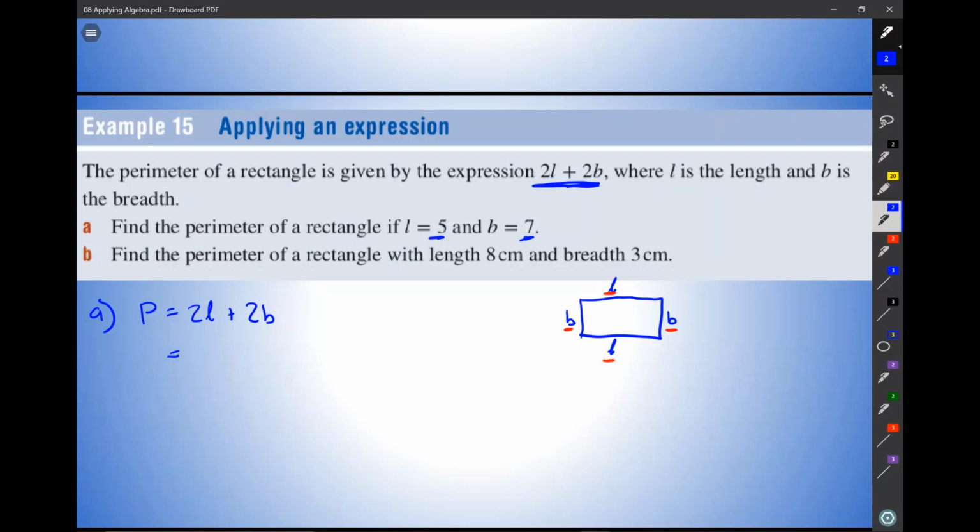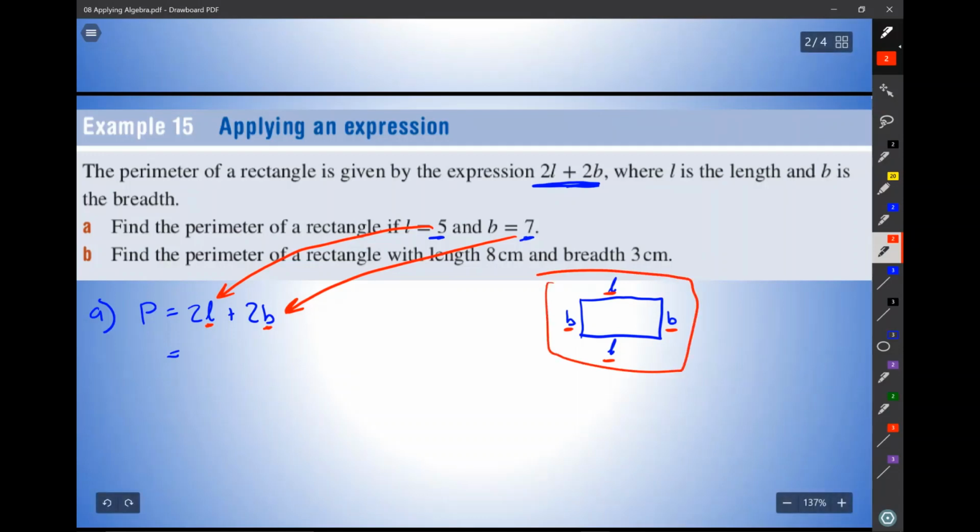So what we have here is a substitution question. We're told what L equals, and we're told what B equals, and we need to take the numbers and replace the letters with them, which is exactly what we would do in a substitution question. But you can see the question is sort of hidden in the practical scenario of calculating the perimeter of this rectangle. So let's go ahead and solve the question.